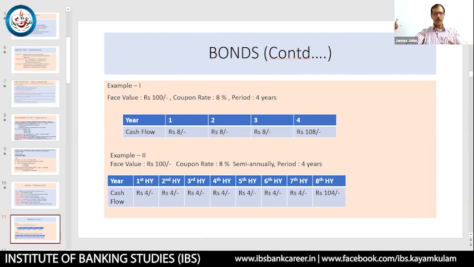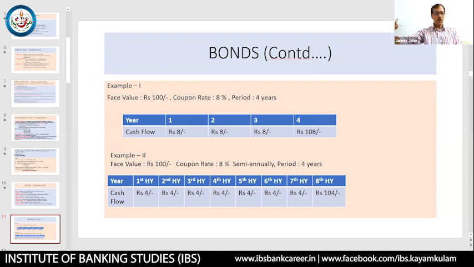Now look at the same example where the coupon is paid semi-annually. Semi-annually means half yearly. So in this particular case, the company is not paying every year, they are making the payment every half year. The period is 4 years, coupon rate is 8%, face value is 100. So at the end of first half year, on completion of 6 months, the company pays 8% of 100 rupees, applicable for 6 months.